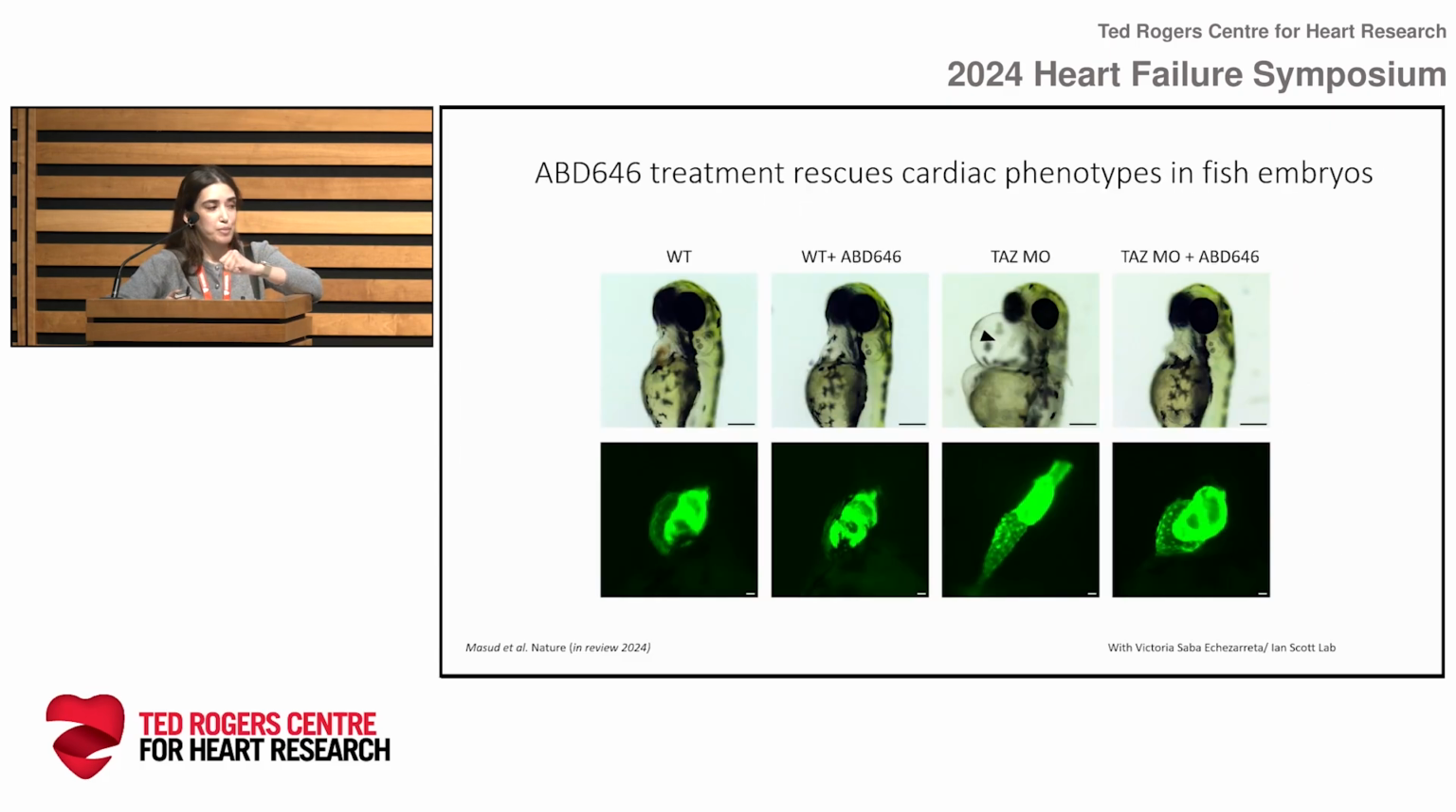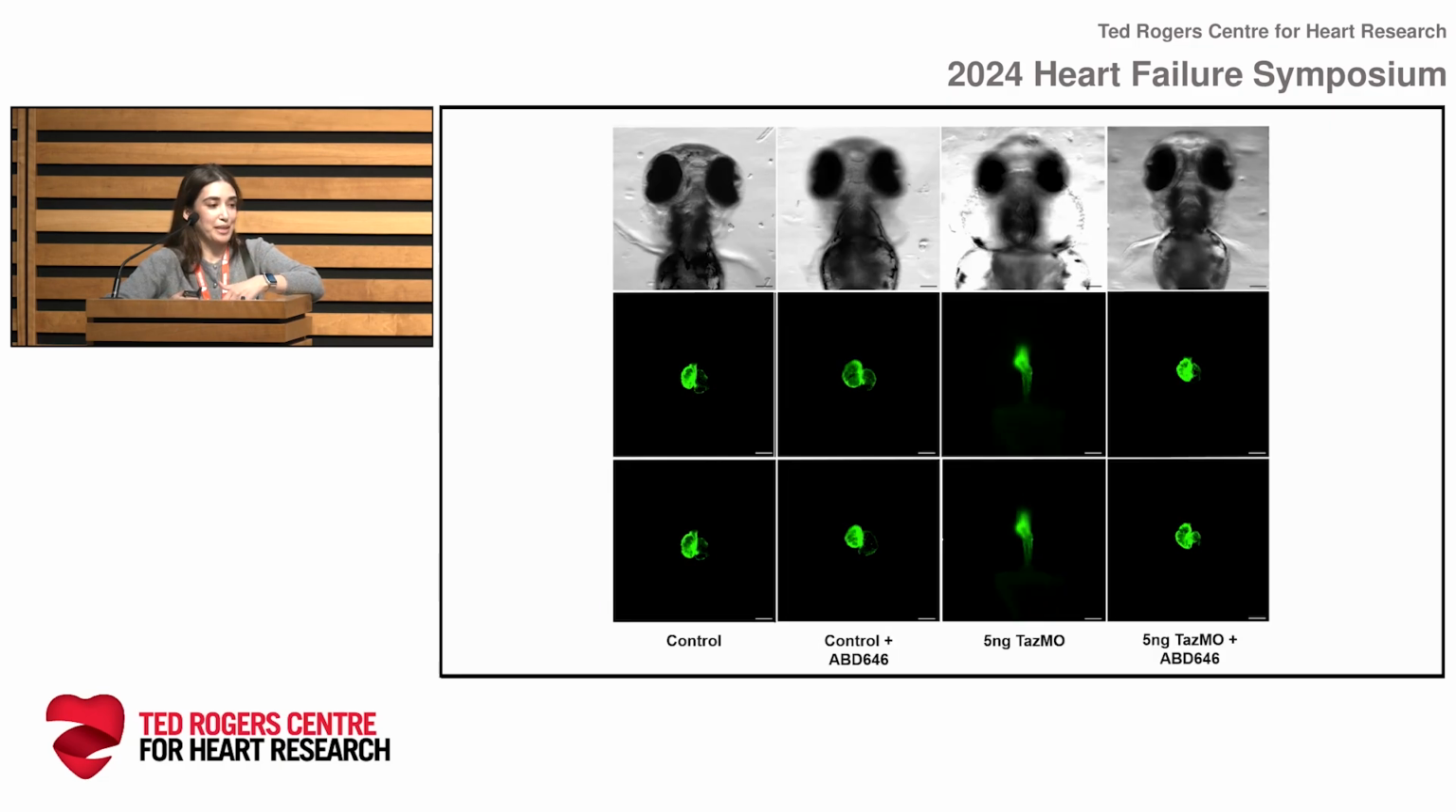And then with Ian's lab, we also tried to look at zebrafish embryos with TAS morpholinos, and this is probably the most striking result. In a TAS morpholino treated fish embryo, we can see this kind of catastrophic cardiac phenotype, but with treatment of ABD646, we see restoration of the morphology. I don't think this video is going to play, but we would also be able to see it in terms of contraction. So they're essentially near wild-type hearts again with 3 days of treatment in the zebrafish embryos.